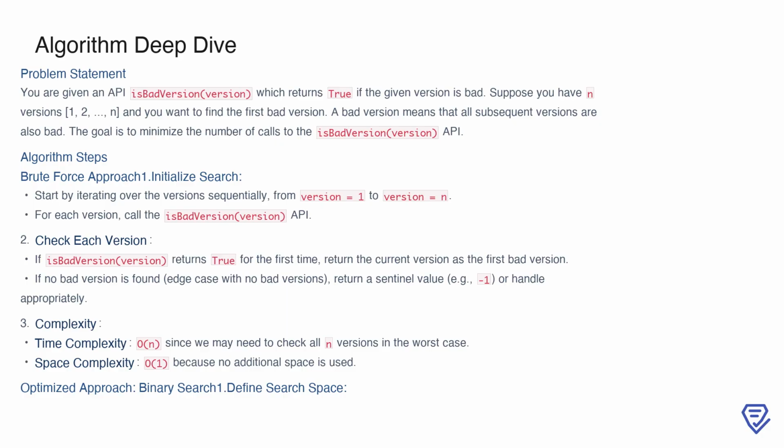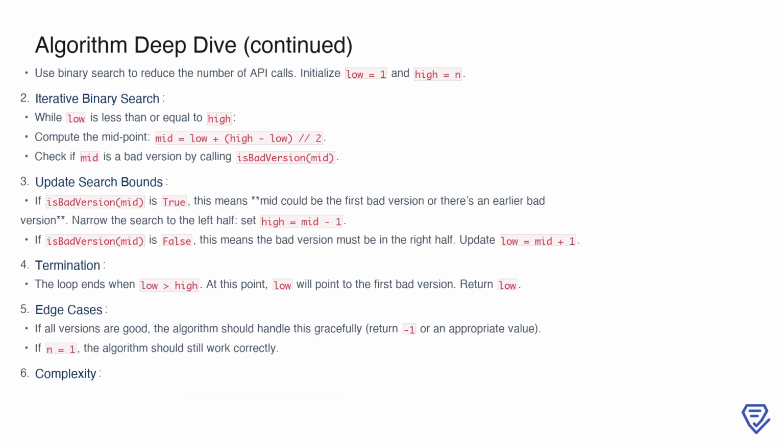While straightforward, this method is inefficient, as it has a time complexity of O(n) in the worst case. Since we only use a few variables, the space complexity is O(1). Clearly, there's room for improvement, which is where binary search comes in.